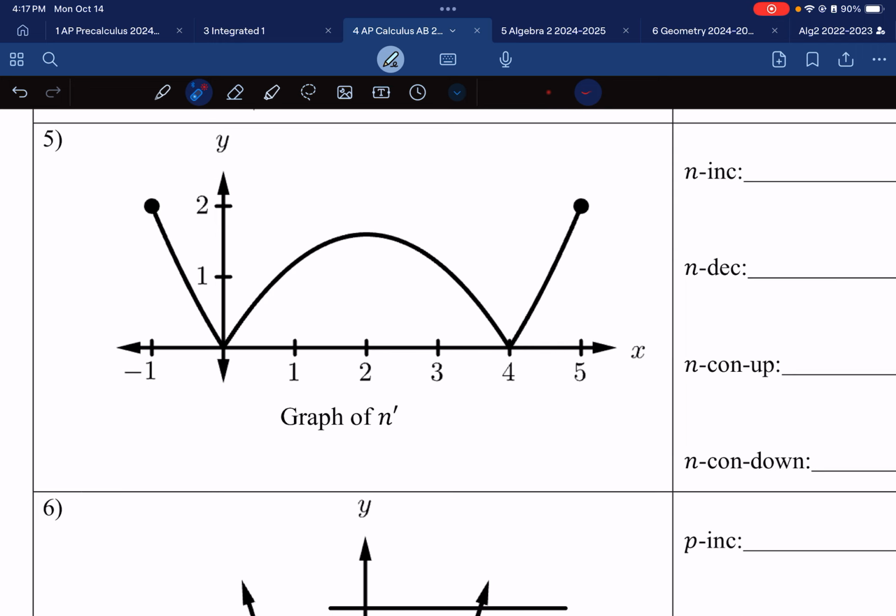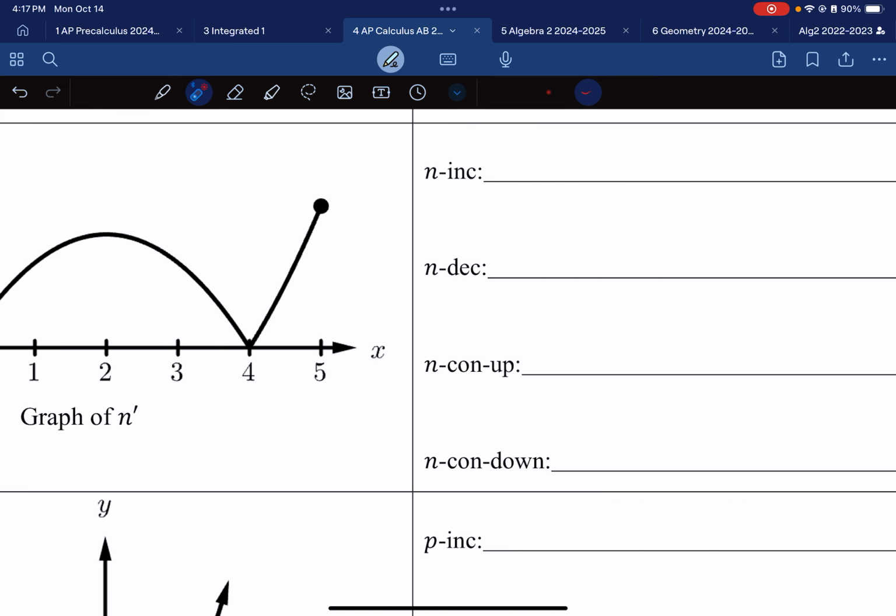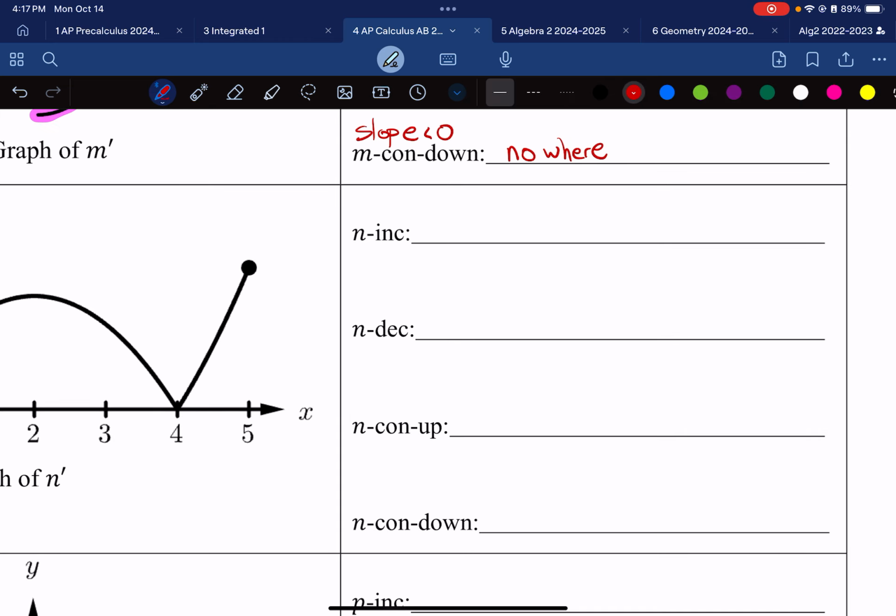All right, in number 5, what do we have here? n increasing, so just give the definition again. This is where n prime is greater than 0. And on a graph of n prime, what is n prime? Well, that's height. So you'll translate this and say this is where the height is greater than 0. So this is where height is less than 0 for n decreasing. And then do the definition of n concave up. Well, that's where n double prime is greater than 0. What is n double prime on a graph of n prime? That is slope. So its slope is less than 0, and therefore n concave down is where slope is greater than 0.